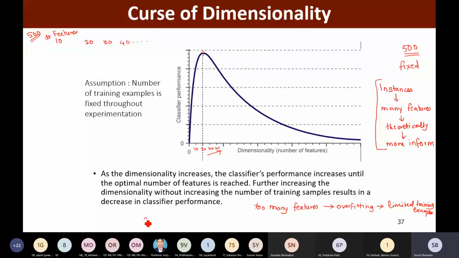So if we are adding dimensions, then obviously what we need to do? We need to add training examples also. If we are adding the number of features but we do not have that many training examples available, then it results in overfitting and degradation of performance.